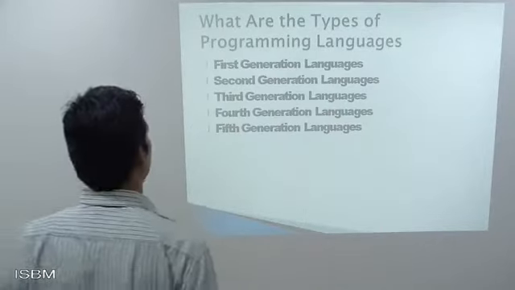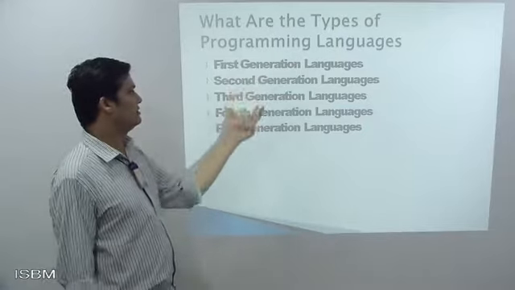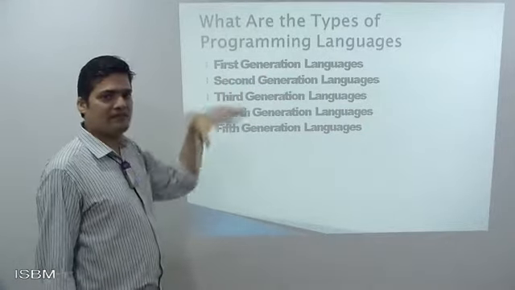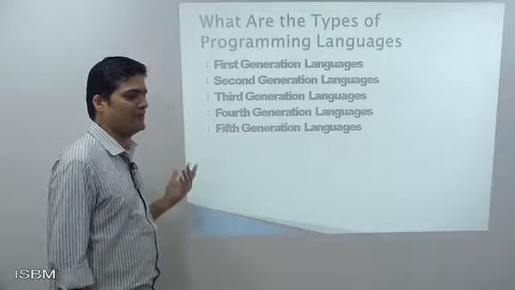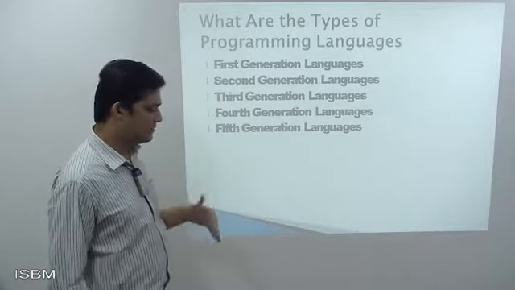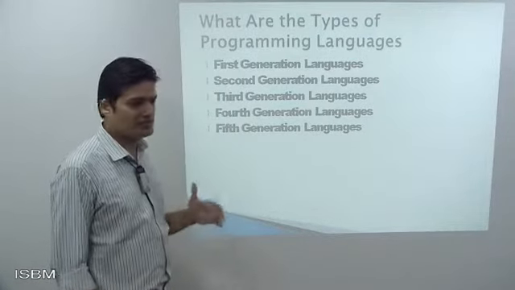So what are the types of programming language? I have told you: first generation, second, third, fourth, and fifth. There have been 5 generations till now, from 1950 onwards. Right now, in the 5th generation, we are using Java and .NET.